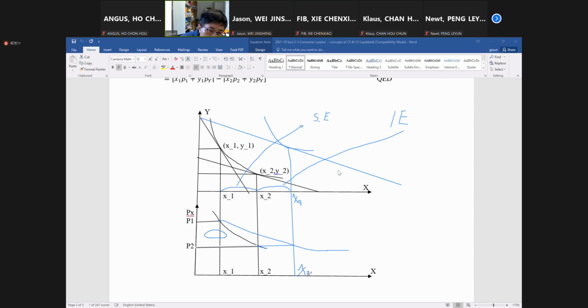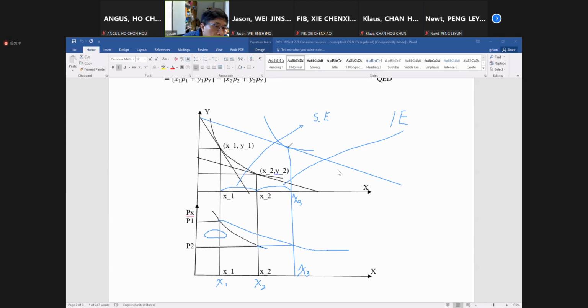And when the price changes, this is X1, this is X2. If we consider only the substitution effect, we get the Hicksian demand. If we consider both, we get the Marshallian demand. And clearly here, if we are considering normal goods, it means we consider the change from this point to this point, the price the same, but the consumer income increases.